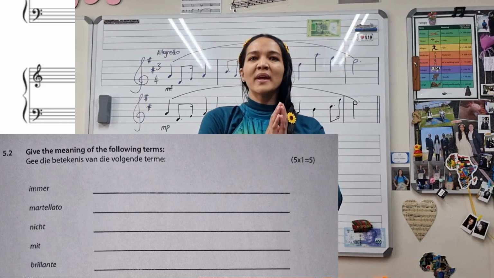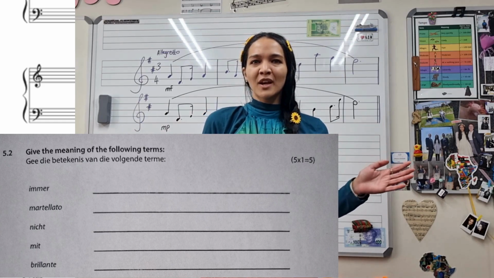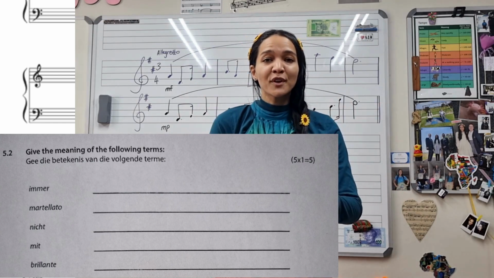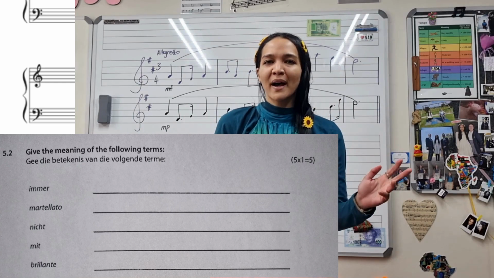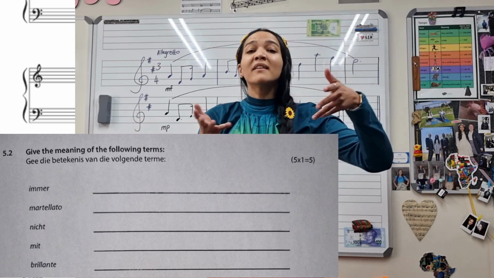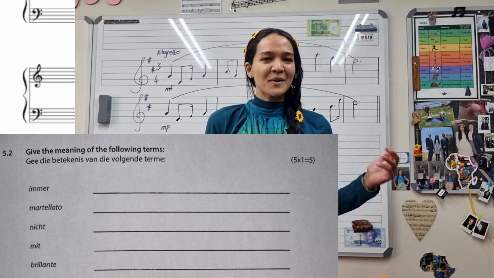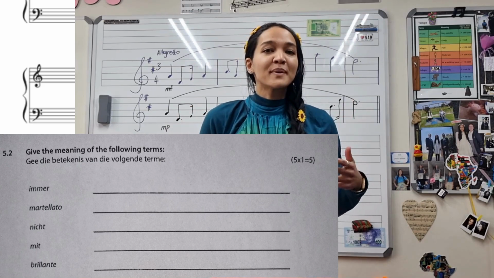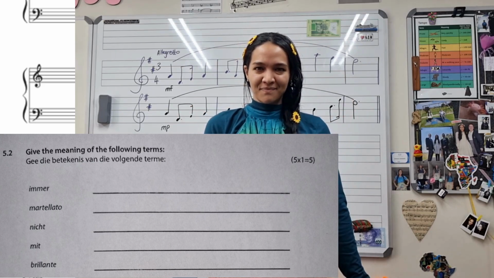Okay, so we have immer, which means always. We have martelado, which means hammered. We have nicht, which means not. So that is one of those combining words. And then we also have mit, which is with, for instance, mit pedal, with pedal. So it's another one of those combining words, but all you need to write down there is with. And then we have brillante, which means brilliant.